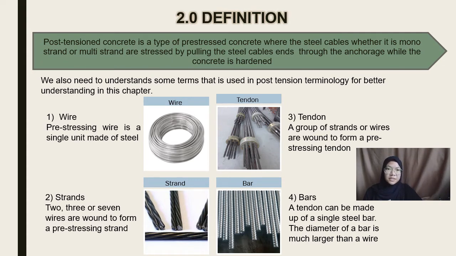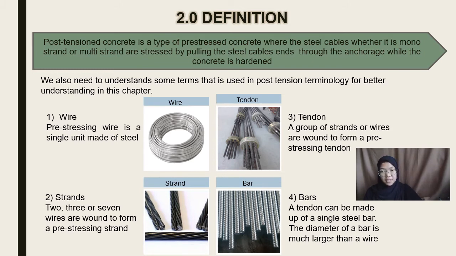The first term is wire. Pre-stressing wire is a single unit made of steel. The second term is strands. 2, 3 or 7 wires are wound together to form a pre-stressing strand. The third term is tendon.